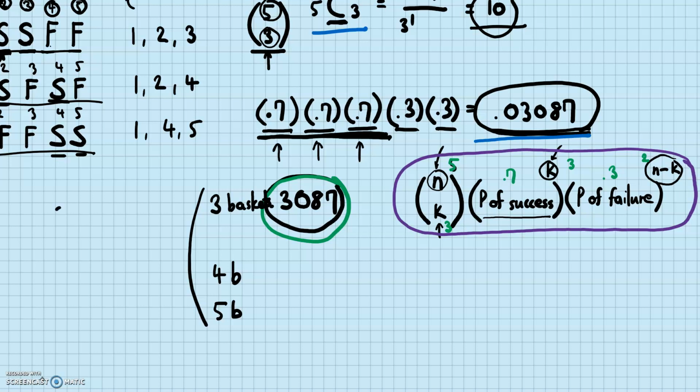Or you can find the probability of 0, 1, and 2 baskets, and subtract from 1 the probability that you would get by adding these 3 cases.